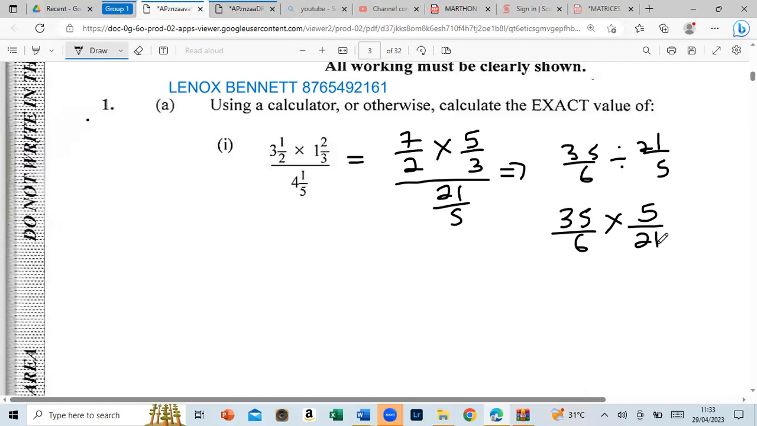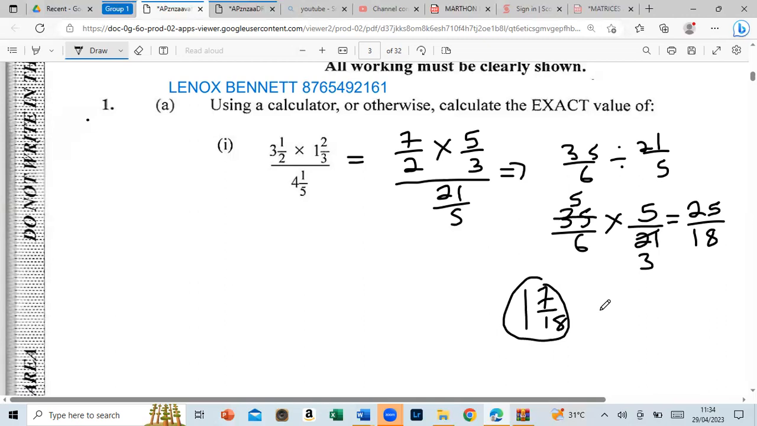To make it simpler, I'm going to use 7. 7 can go into 21, and 7 can go into 35. 7 into 35 gives 5, and 7 into 21 gives 3. Then for the final answer, we can say 5 multiplied by 5, which is 25/18. We can break this down further: 18 into 25 goes 1 time, and that leaves 7/18.